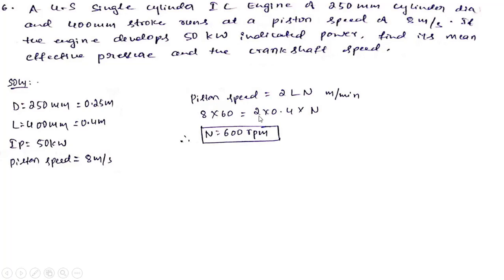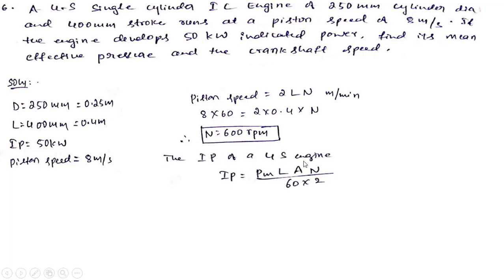8 into 60 is equal to 2 into 0.4 into N, where N is the speed of the engine, to be calculated. Or else you can take this as 8 only, and you will get RPS. It will come in terms of RPS if you don't multiply by 60. Or else multiply by 60, and you will get RPM. It is 8 into 60, 2 into stroke length 0.4, N is to be calculated. Substitute this: 8 into 60, and this 2 into 0.4 will come to the denominator. So we will get N is equal to 600 RPM.